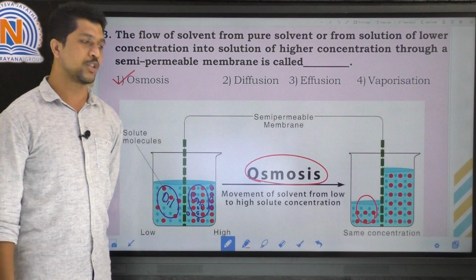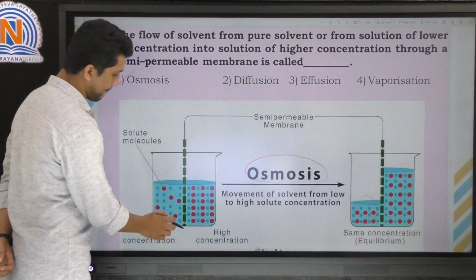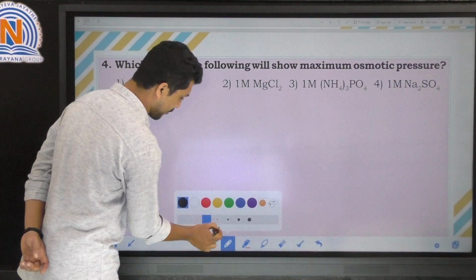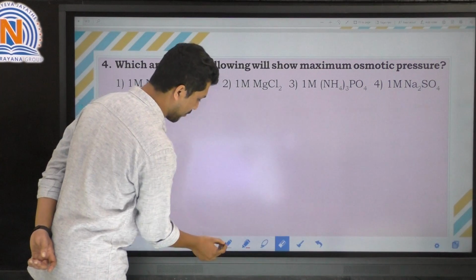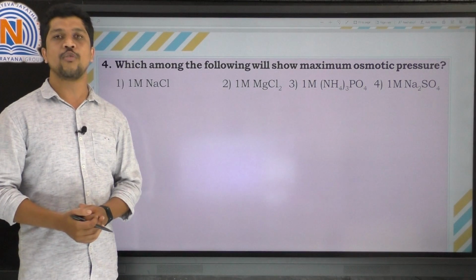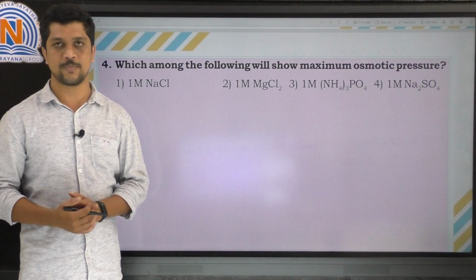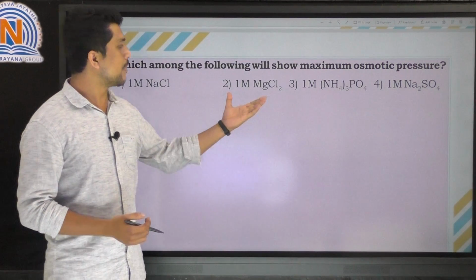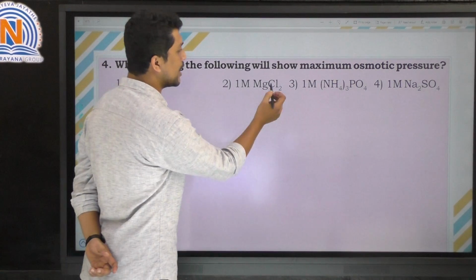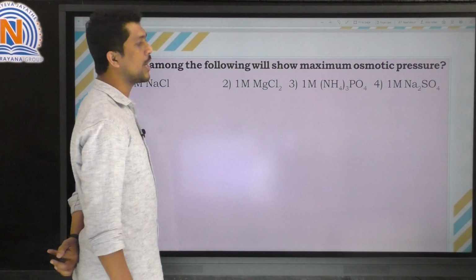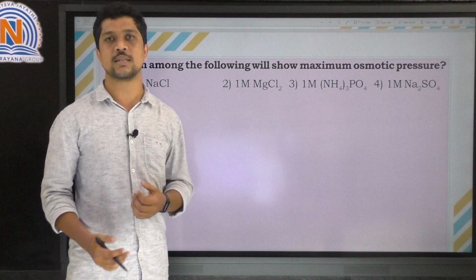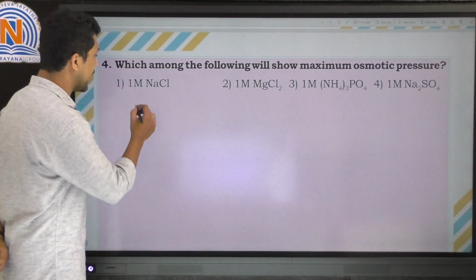Clear? Let's move on to the next question. The question is, which among the following shows maximum osmotic pressure? They have given 4 solutions: 1 molar NaCl, 1 molar MgCl2, 1 molar (NH4)3PO4 and 1 molar Na2SO4 solution. Among these solutions, which has the highest osmotic pressure? We know the formula for osmotic pressure.